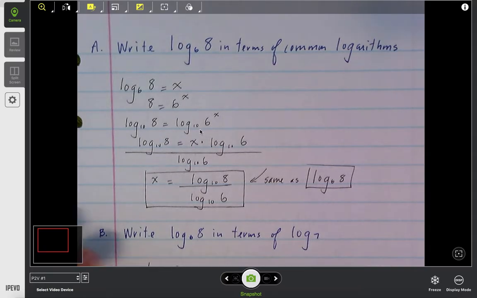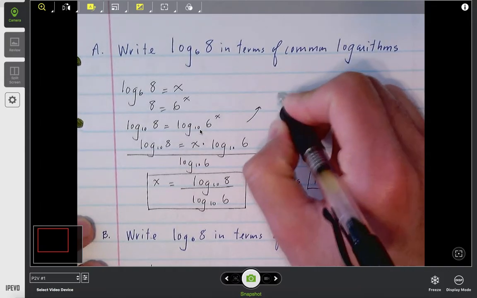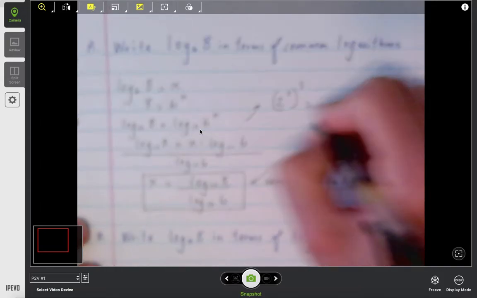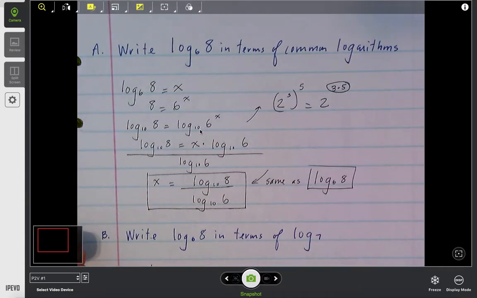Just here's a quick reminder. I don't know if you need it, but if you had 2 to the third to the fifth, this would turn into 2 to the 3 times 5. You're multiplying 3 times 5. And so remember, logarithmic properties come from exponential properties. So when a power is raised to a power, you end up multiplying.